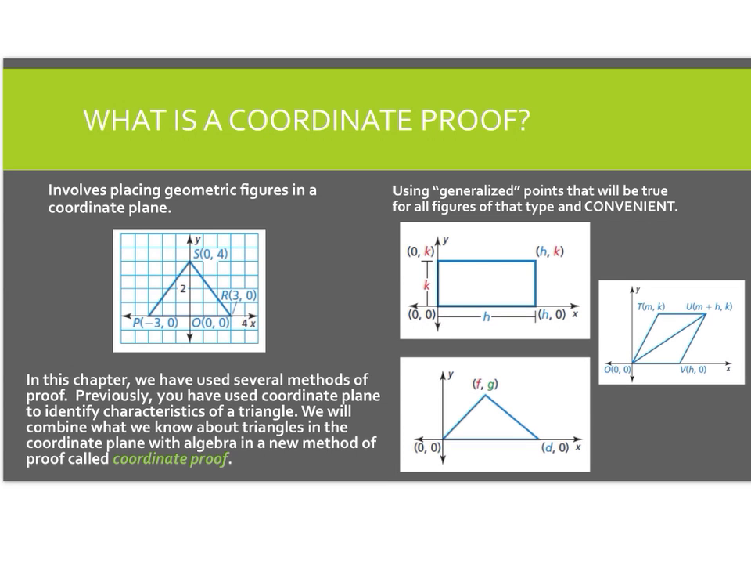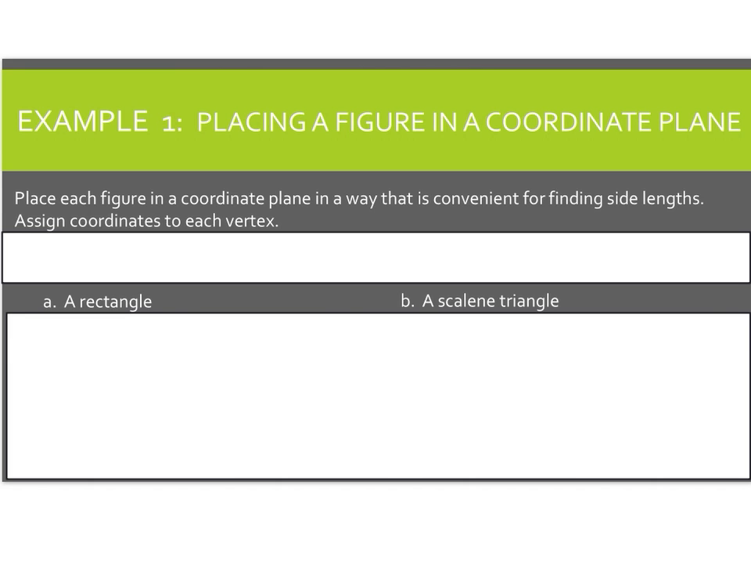So in this chapter, we have used several methods of proof, which are side-angle-side, side-side-side, side-side-angle, angle-angle-side, so all five of your congruence statements. Previously, you have used coordinate planes to identify characteristics of a triangle. So we're basically going to combine what we know about triangles in the coordinate plane with some algebra in a new method of proof called coordinate proofs. So essentially, we want to place figures in a coordinate plane. For convenience, we use variables.